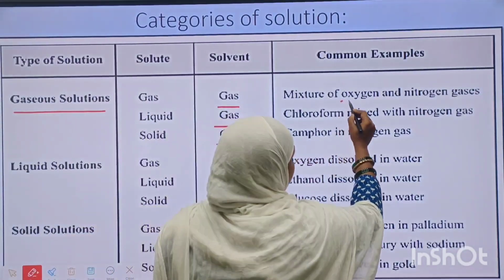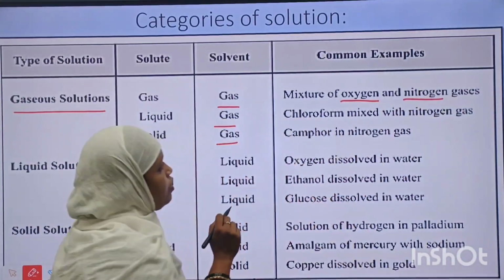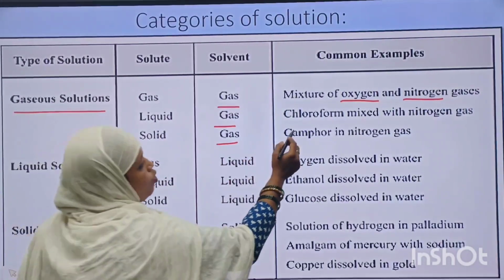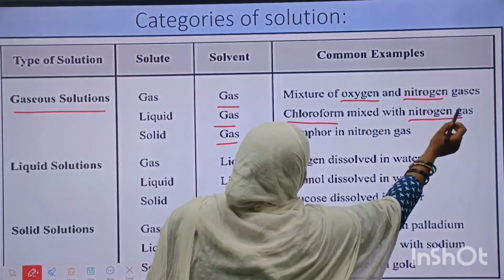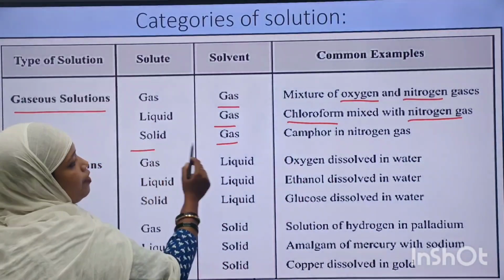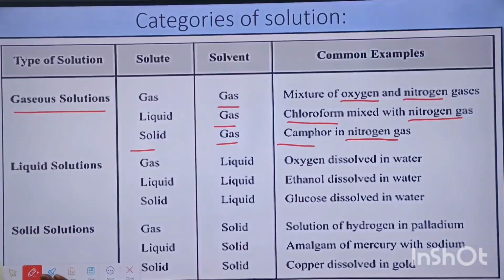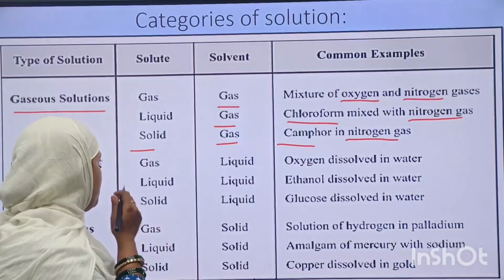We have the mixture of oxygen and nitrogen gases. They mix uniformly. Now, gas and liquid, we have chloroform mixed with nitrogen gas. And in solids, we have camphor mixed in nitrogen gas. Camphor, when mixed in nitrogen gas, gives us a gaseous solution.